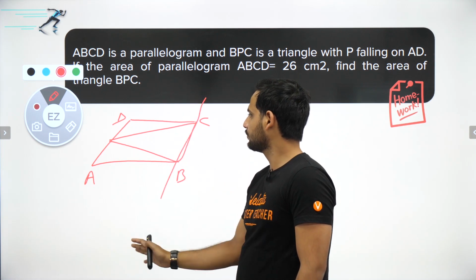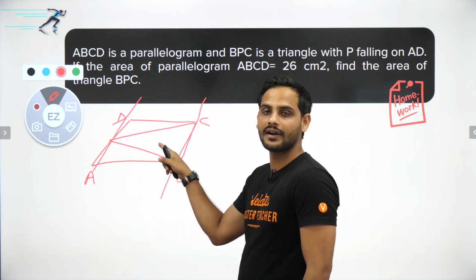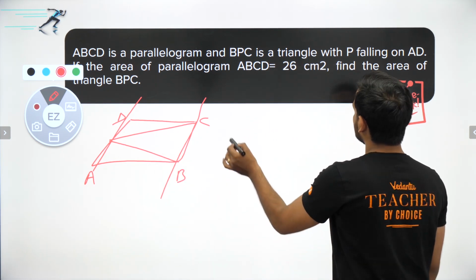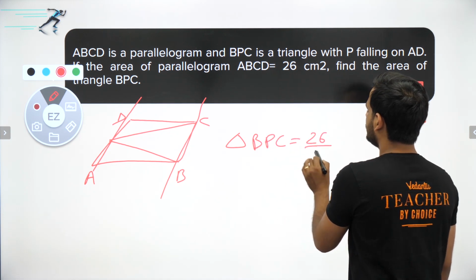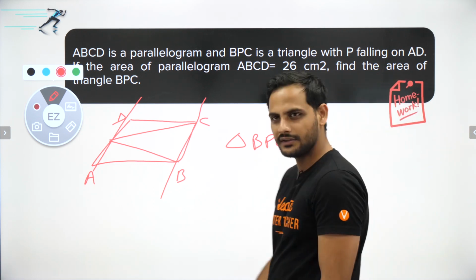So between the same parallel lines and on the same base, the area of the triangle is half of the area of the parallelogram. So if the area of the parallelogram is 26 centimeters squared, the area of triangle BPC will be 26 by 2, which is 13 centimeters squared. So you can see, it was quite an easy topic.